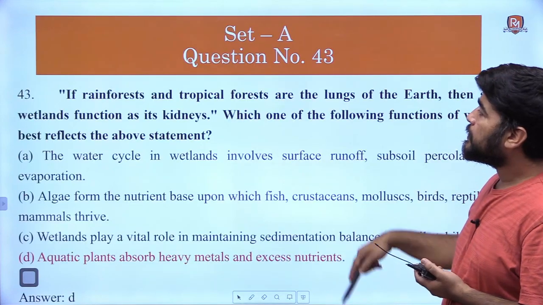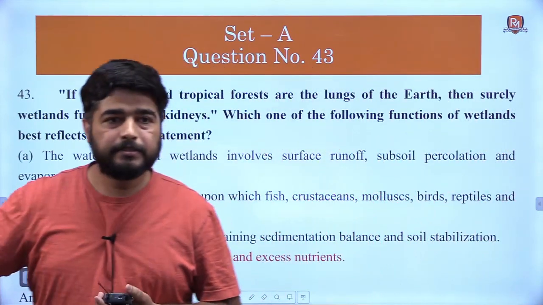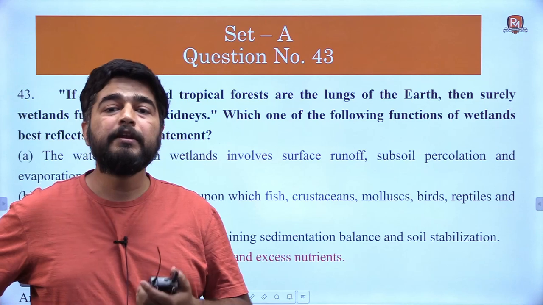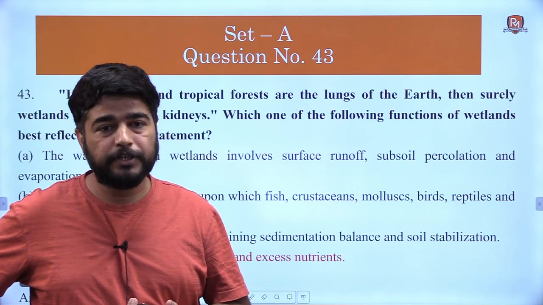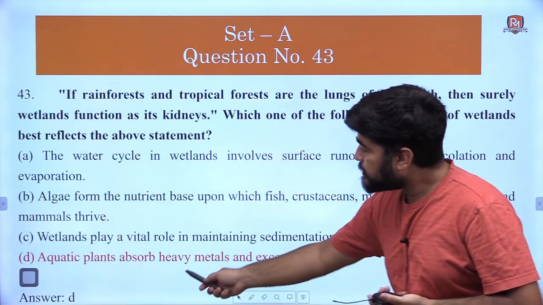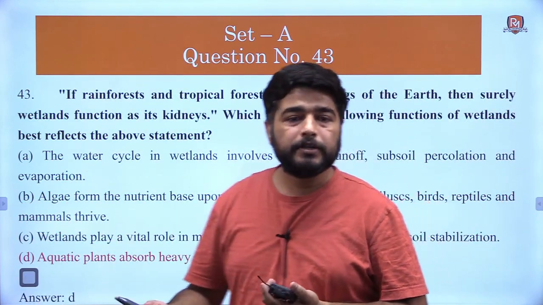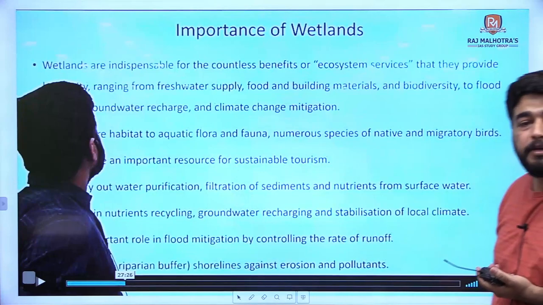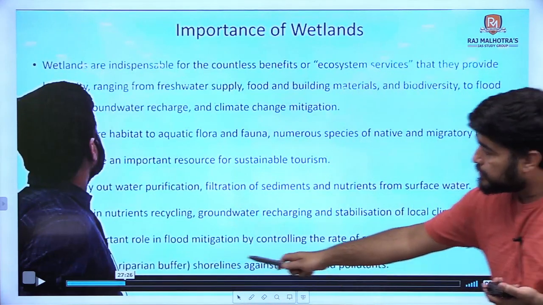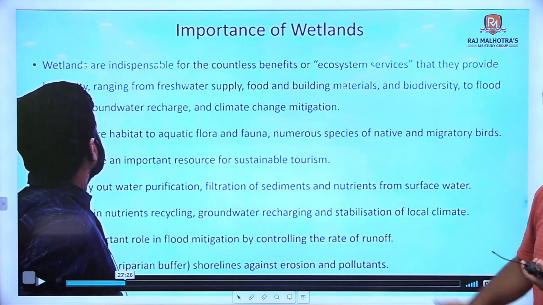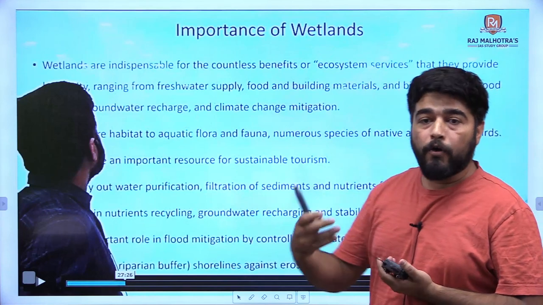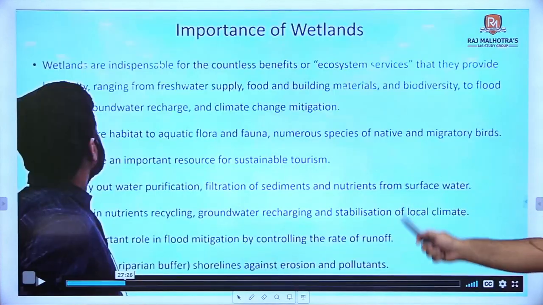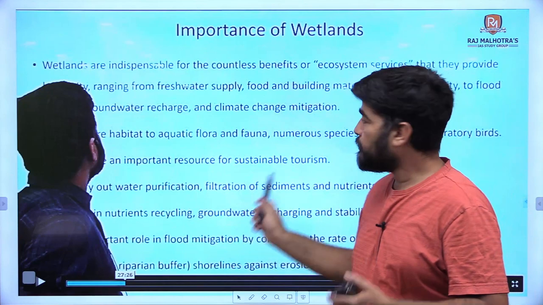Then about rainforests and wetlands. There is a comparison of tropical rainforest with lungs and wetlands with kidney. The function of the kidney is purification, and in the same way, what do wetlands do? They purify the water. They take out the excess nutrients, heavy metals, and pollutants. I taught this in our class. Shoreline protection against erosion and pollutants. They are kind of absorbers. They absorb the excess nutrients from surface water.